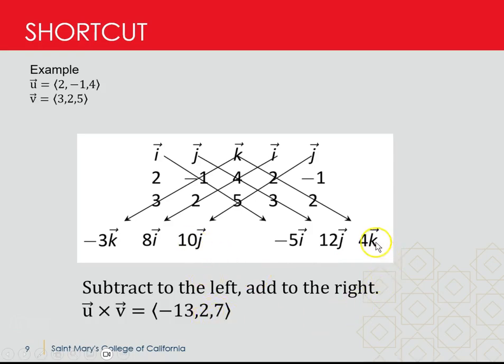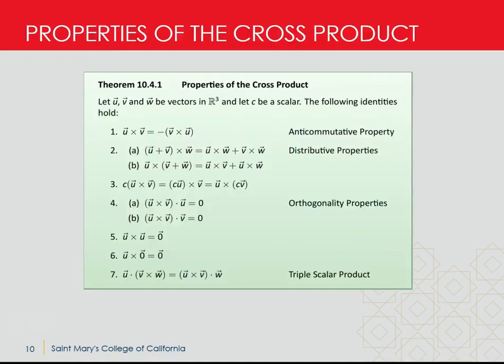And taking the k elements, we get 4 minus -3, which is 7 in the z. Okay, so because memorizing that formula is a little tricky, this is a nice little shortcut, but it does give us exactly the same values.